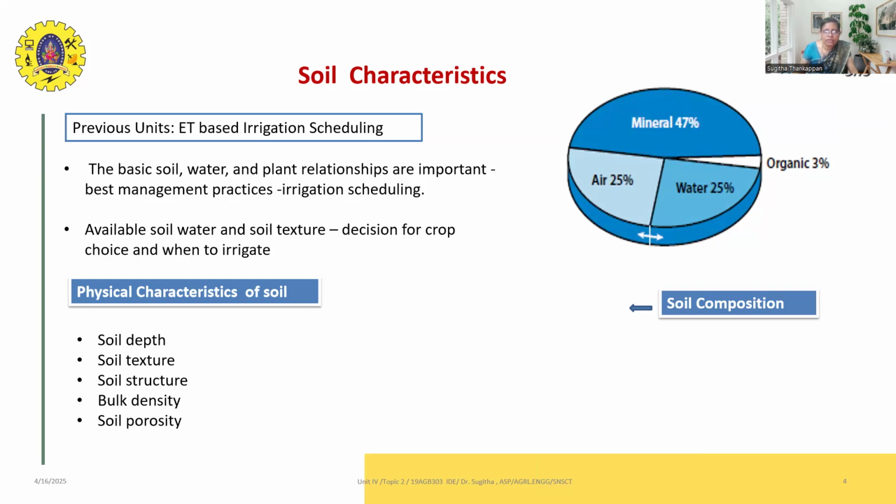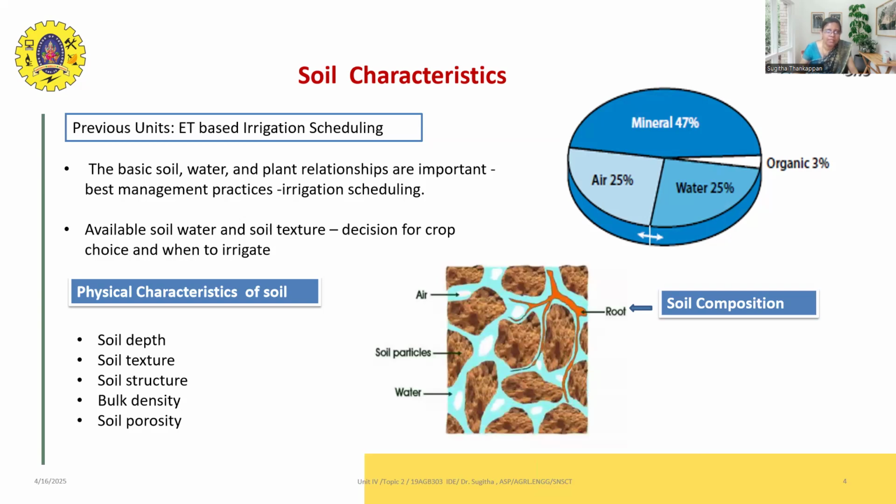As we take the soil, it is made up of different components, of which minerals occupy the major share, that is 47%, air and water are shared by 25% each, and a small fraction is organic component, which comes from the roots of the plant system. So the basic soil-water-plant relationship, as I discussed earlier, is very important for optimizing good management practices for your soil and also for scheduling irrigation based on the soil moisture content.